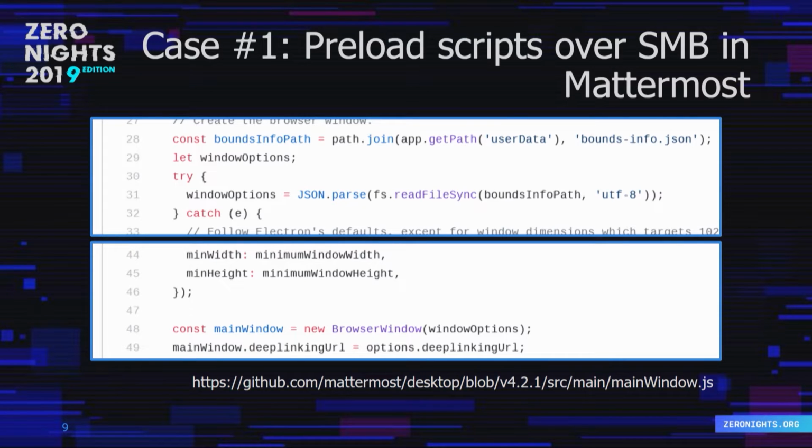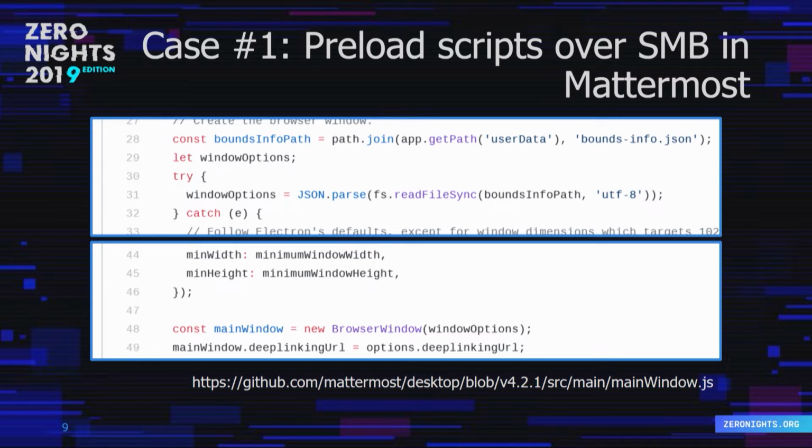So these are screenshots from the source code of the Mattermost desktop client. These are from the same source file, from a piece of code that loads a configuration file and tries to restore the options of a previously closed window. So at the top, you can see how it's accessing the file system and loading a bounds info JSON file, and then parsing that using the JavaScript native JSON parser. At the bottom, you can see how it's then passing that object directly to the browser window constructor.